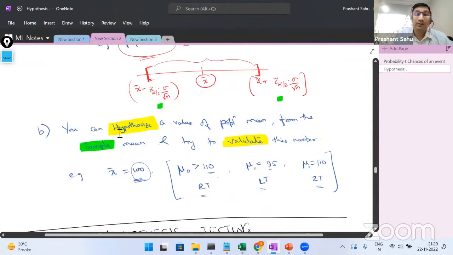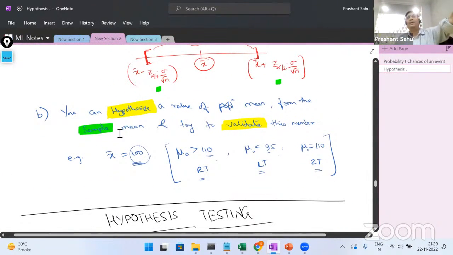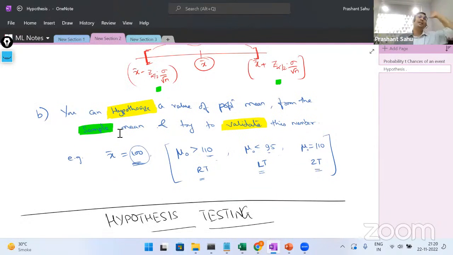The other way around is what we have been doing. I don't want to calculate the population mean. I just want to hypothesize something and then see whether my hypothesis is making sense or not. You can directly hypothesize a value for the population mean and try to validate this number. That's what we have been doing in all the 6 exercises, right? Some company or some agency or someone is making a claim about the population. And then we are trying to validate or invalidate that claim.